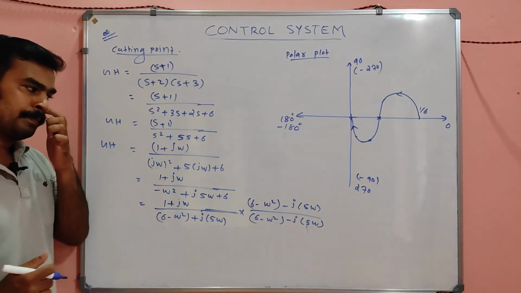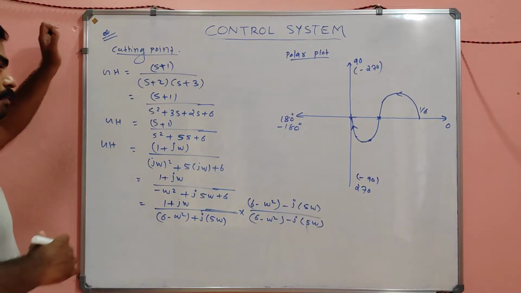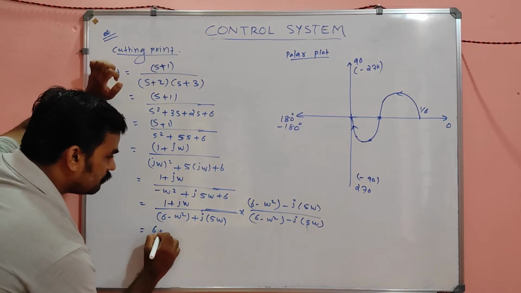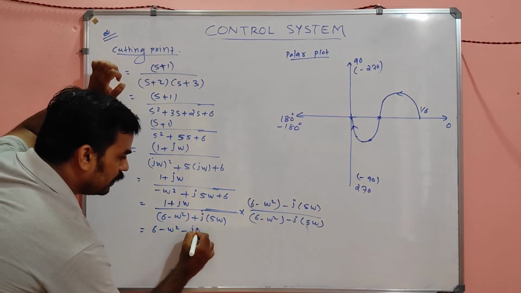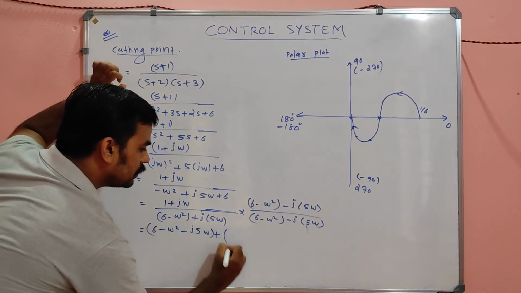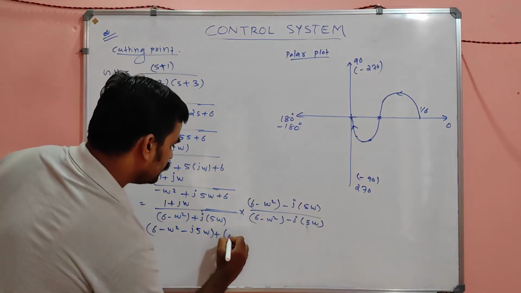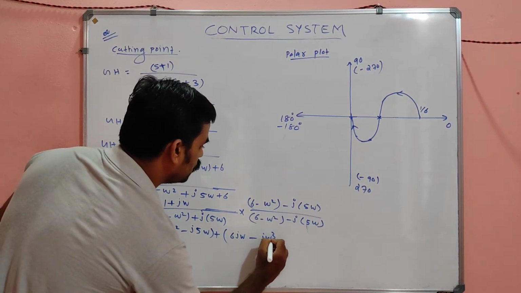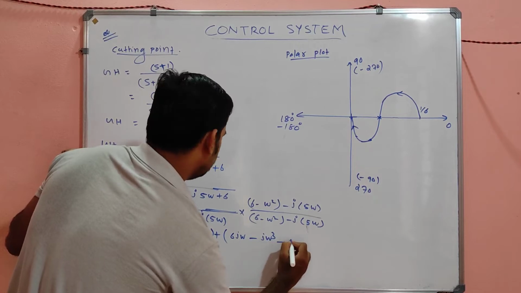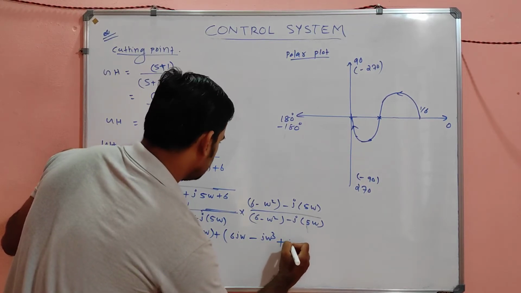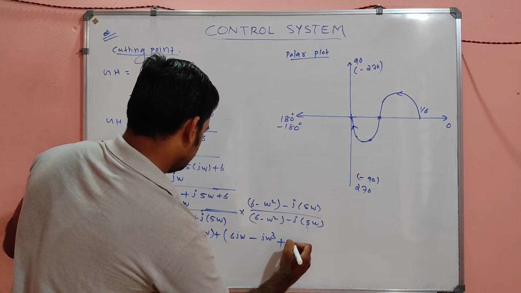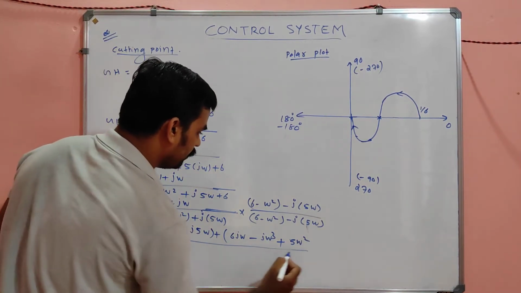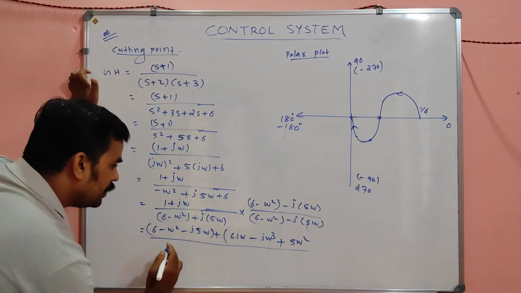Am I correct? So what will the output become? 6 minus omega square minus j into 5 omega, multiplied by 6 j omega minus j omega cube, minus j square, which is minus 1, so plus 5 omega square, whole divided by a plus b into a minus b.